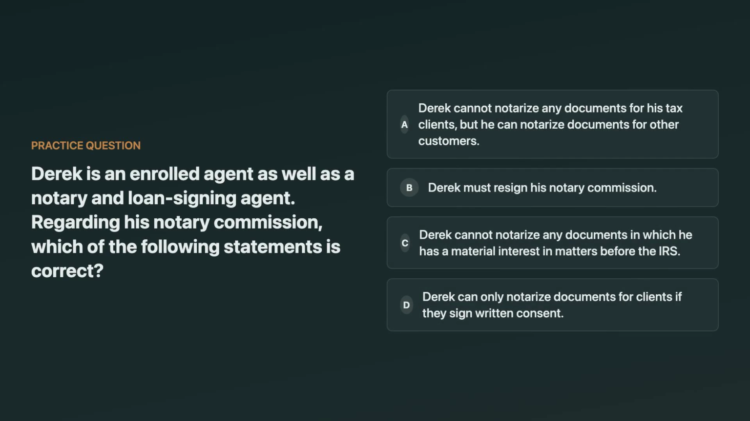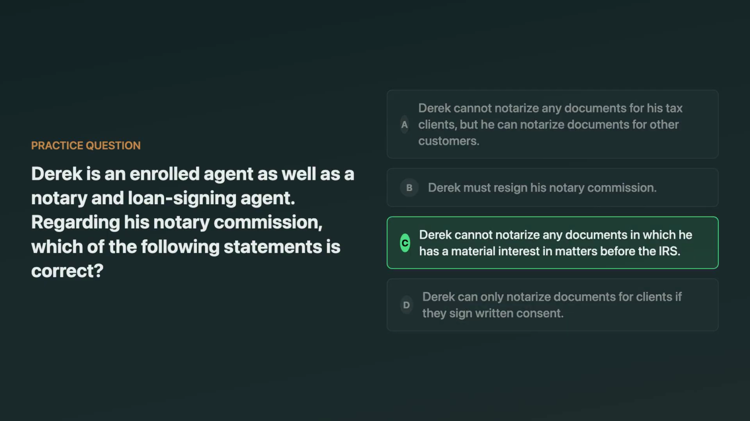Derek is an enrolled agent and also a notary and loan signing agent. Regarding his notary commission, which statement is correct? The choices include: he can't notarize any documents for tax clients. He must resign as a notary. He can't notarize documents where he has a material interest in matters before the IRS, or he can notarize with written consent. Think about it.